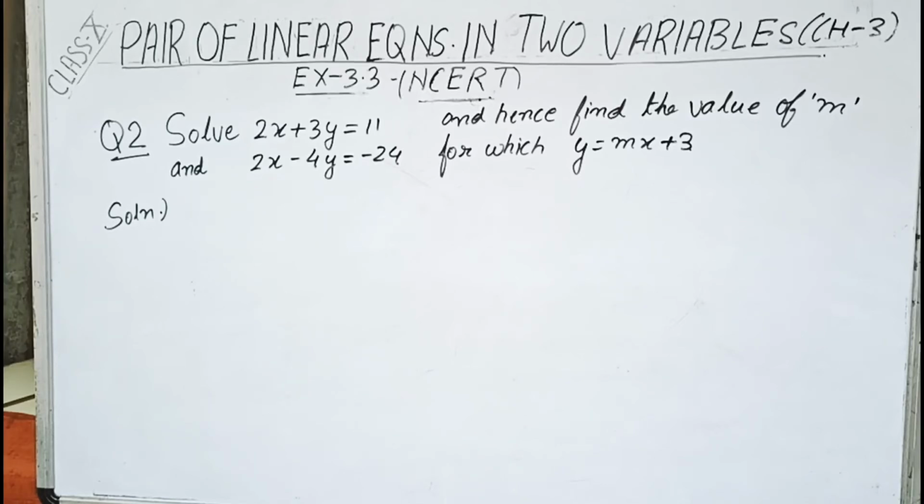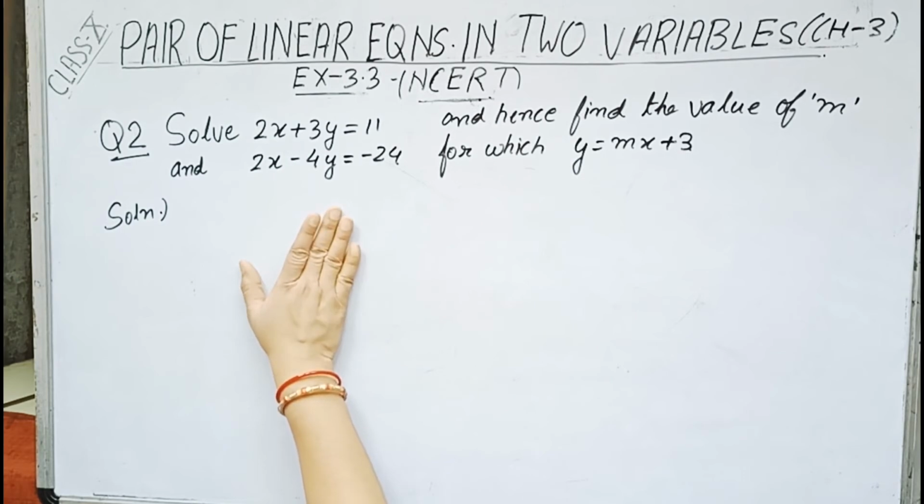Hello students, let us continue with exercise 3.3 NCERT of the chapter Pair of Linear Equations in Two Variables. We did question number 1 in the last video. Now let us do question number 2. Solve 2x plus 3y equals 11 and 2x minus 4y equals minus 24, and hence find the value of m for which y equals mx plus c.